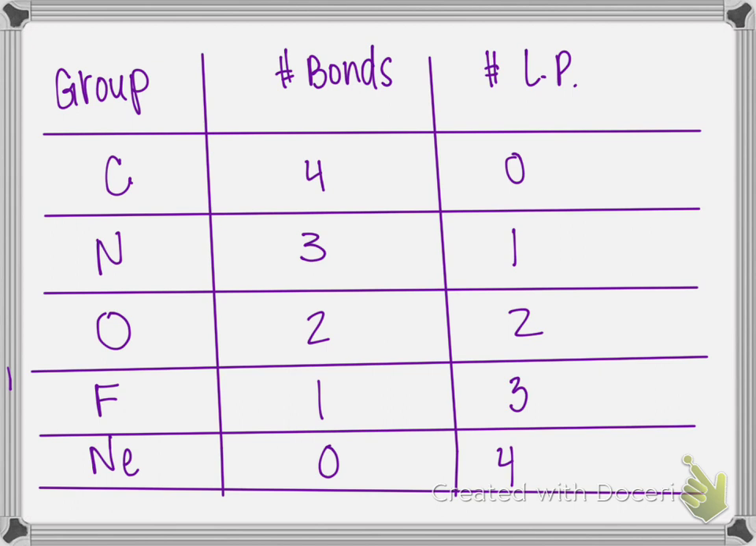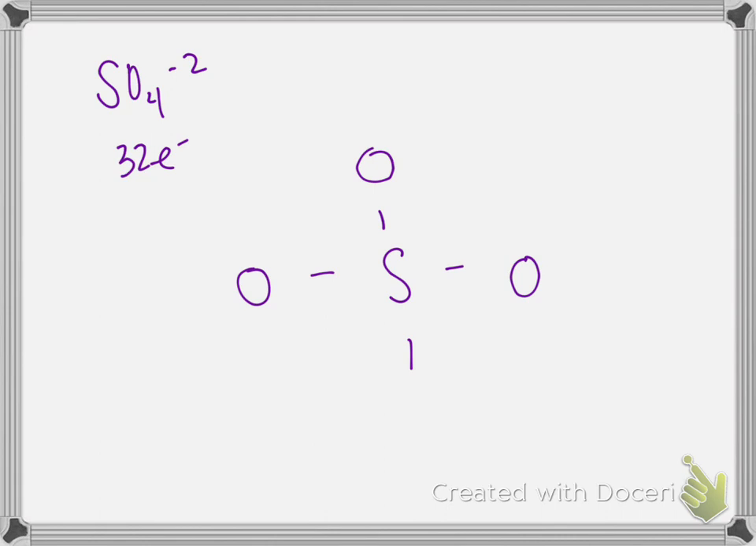If I was going to do a Lewis structure for sulfate, SO4 2-, let's see, that's 6 plus 4 times 6 plus 2, so that would be 32 electrons. I could do this, and fill in my lone pairs. Right? And that would be a valid Lewis structure. Would you agree? All the octets are full, like we're good.